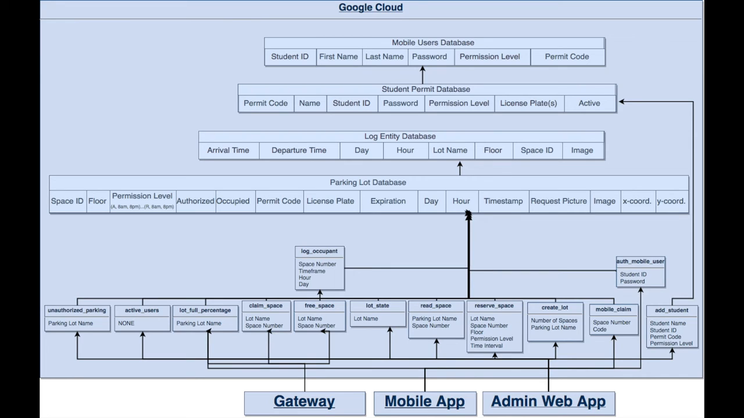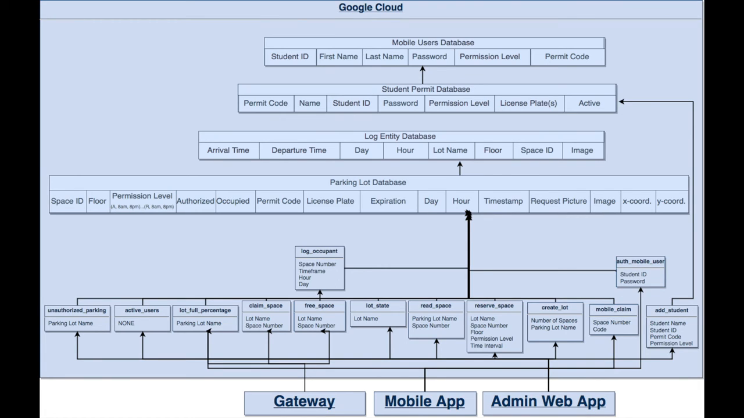Administrators can track who and where illegally parked cars are, register new students and give them a unique parking permit, and track the current flow of students coming in and out of parking lots throughout a day, as well as spot trends over a whole quarter or year.